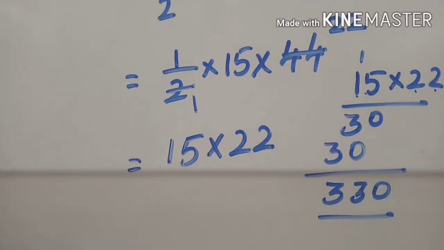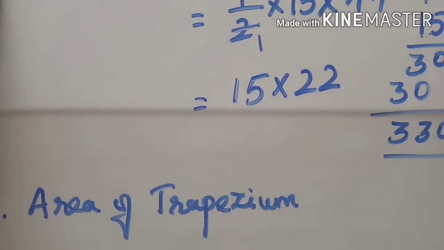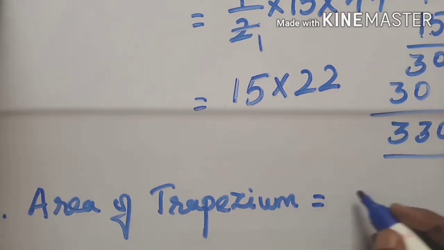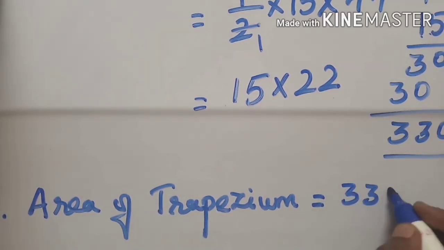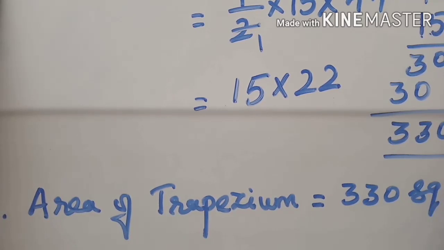Therefore, area of trapezium is equal to 330 square centimeter. That's all. Yes? Am I clear? Right.